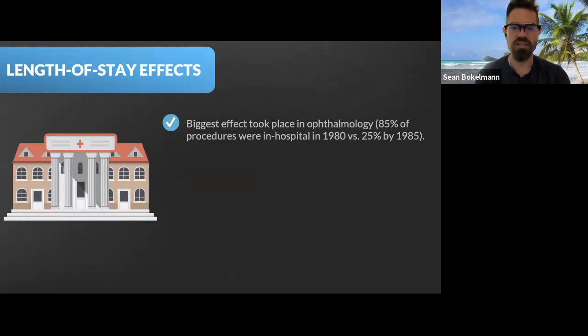And the biggest effect took place in ophthalmology. So looking at the difference pre and post PPS, 85% of these procedures were in hospital in 1980 compared to 25% by 1985, just 2 years after PPS was implemented. So quite a dramatic decrease.